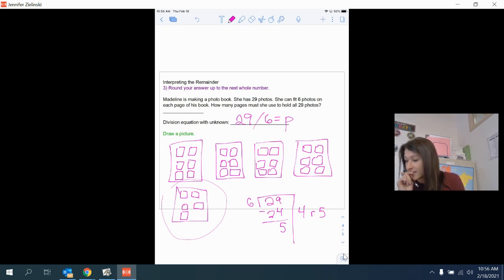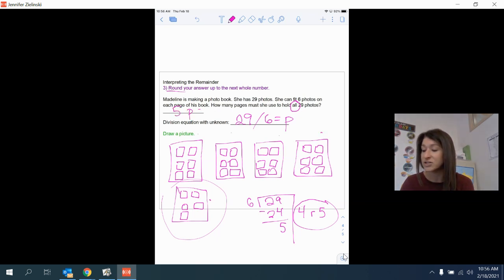Now, how would I need to record this answer? Well, I can't just leave off these 5 photos because I need to hold all 29. So what I would need to do is round my answer up. My next whole number would be, I need 5 pages: 1, 2, 3, 4, 5 pages. So my answer would be 5 pages because I needed to round up my remainder to hold all of my photos.